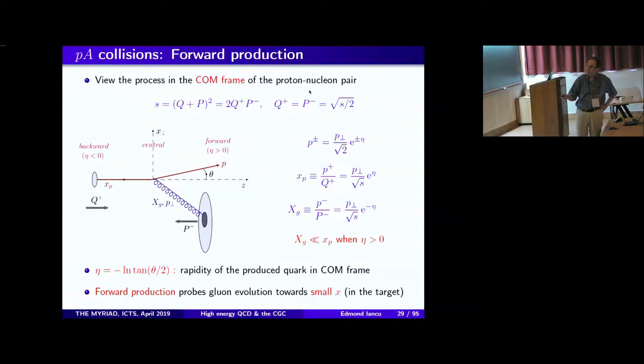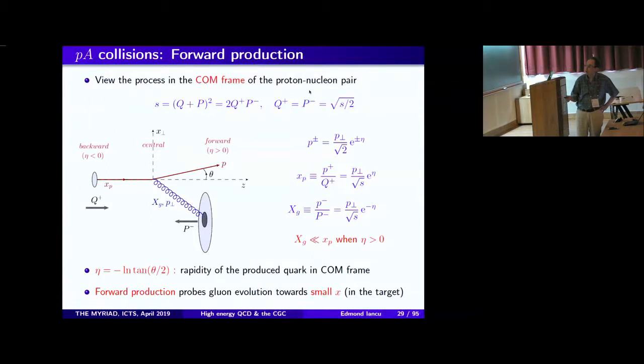In this center of mass frame, I measure the kinematics of the produced quark in terms of its transverse momentum, p perp, and its rapidity, eta. The production angle is theta, and given the production angle with respect to the collision axis, I can define the pseudorapidity in the standard way. So the final quark has a given p perp and a given eta, and knowing them, I can reconstruct its plus and minus components according to the rule I showed you before. So that's the kinematics of the final quark. It has a p perp, an eta, and hence a p plus and p minus.